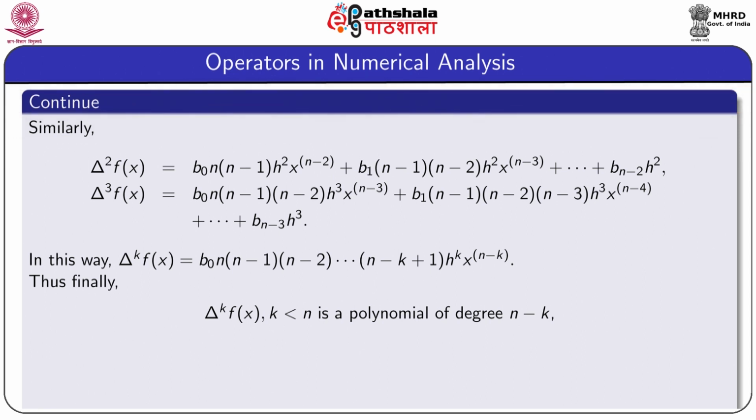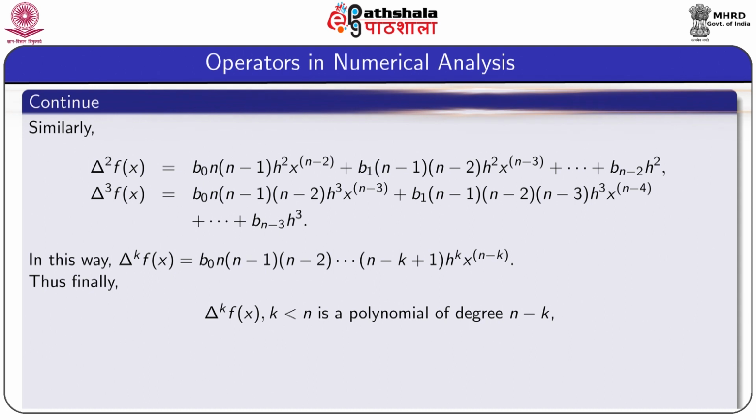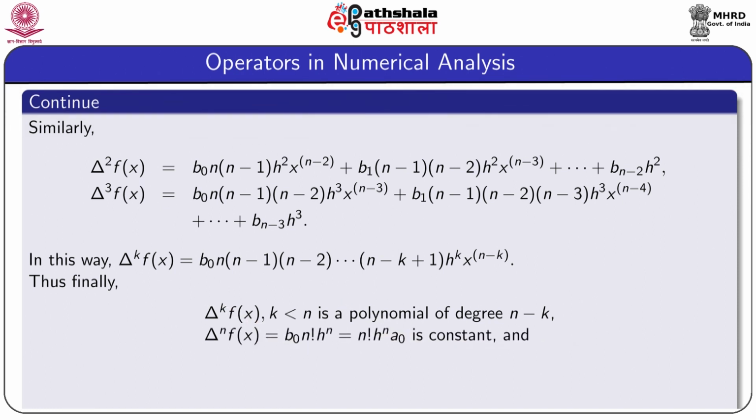So, in this way we obtain delta k f(x) equal to b0 n (n minus 1)(n minus 2) up to (n minus k plus 1) into h to the power k x to the power factorial n minus k. Thus, finally, we conclude that delta power k f(x), when k is less than n, is a polynomial of degree n minus k. Delta n f(x) equals b0 factorial n h to the power n, which is equal to factorial n h to the power n a0.